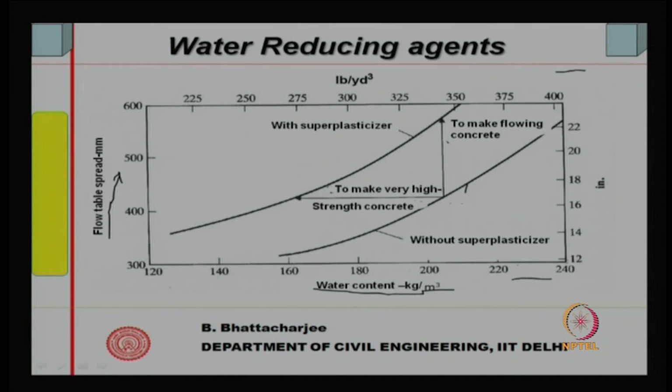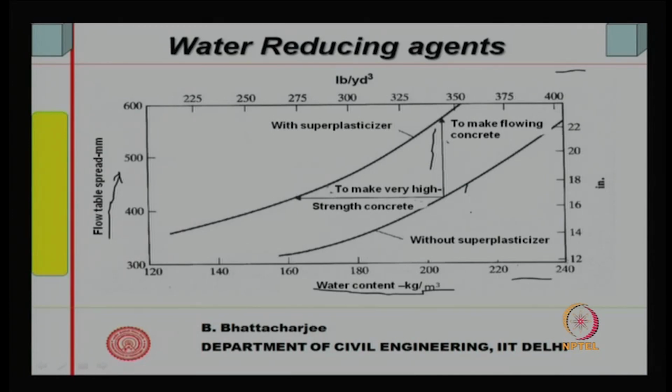This is the curve. But if you add superplasticizer, at the same water content you can get higher flow. But supposing you want to maintain the flow the same, then you can reduce the water, and if you want to maintain the same strength, you can reduce down the cement also. So, you can have a cement saving, but if you want to get higher strength, keep the cement the same. So, recall from the previous diagram, it is something similar.